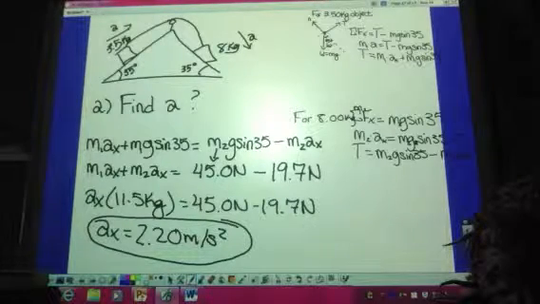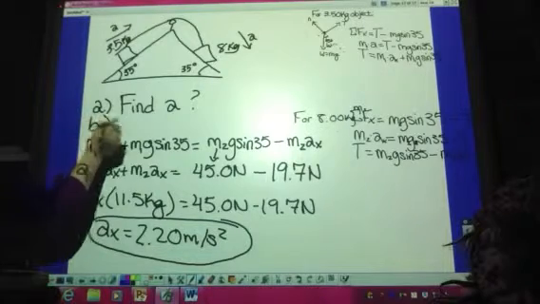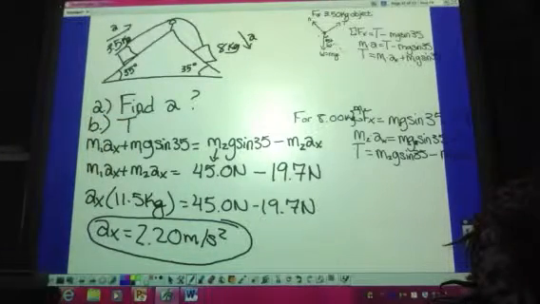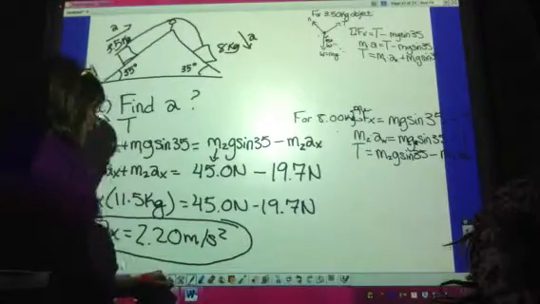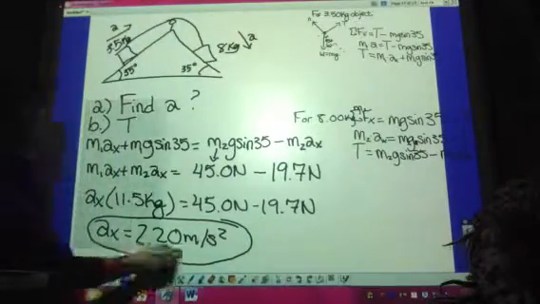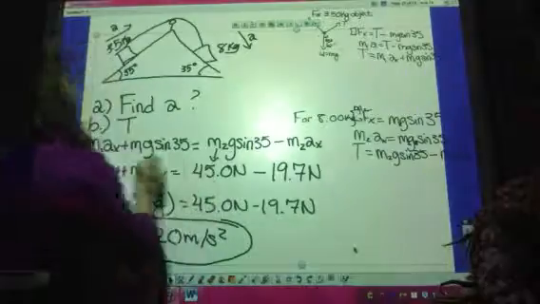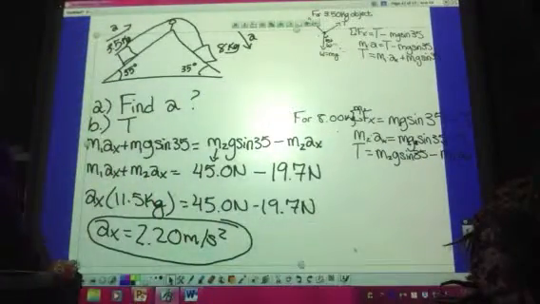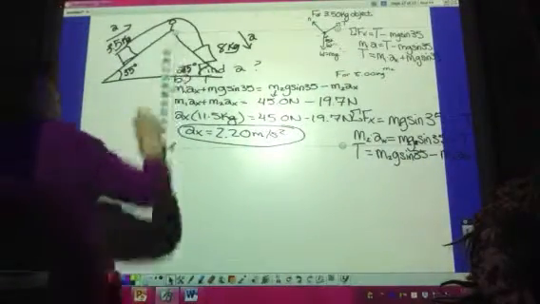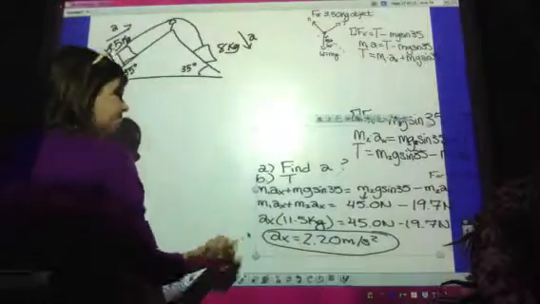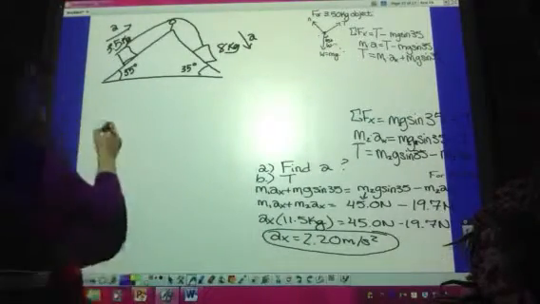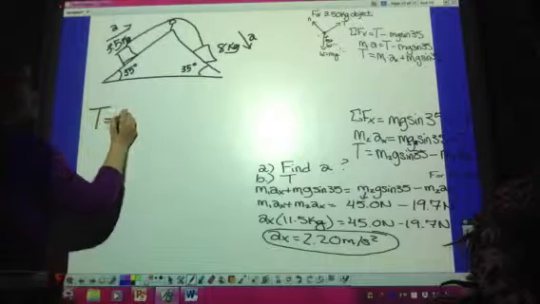Okay, but they asked me to find acceleration first, but then in B they asked me to find tension. Well, we just solved for tension, we rearranged on both objects for tension, so it doesn't matter which one we use. Let's go ahead and just plug it in for one of those tension equations that we already solved for. Let's just use our first mass.